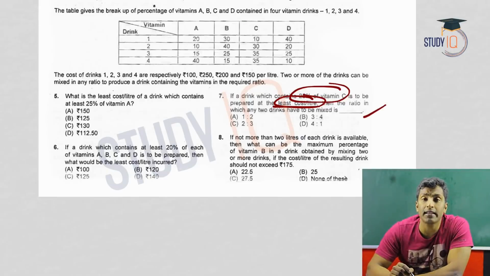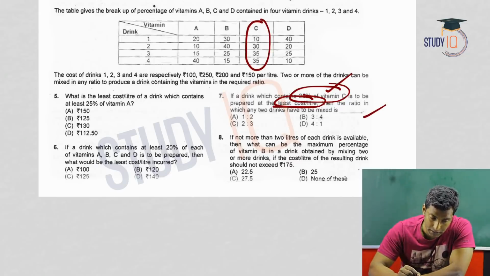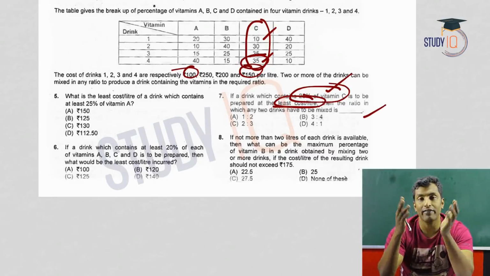See, 25% vitamin C is what you need, right? So what drinks can I mix? In fact, the best possible drinks which I can mix are 1 and 4. The reason is 1 and 4 are cheap. Second thing is, since 4 has more than 25, I can match. Once you mix it, I can mix it in such a way that I will get 25%.